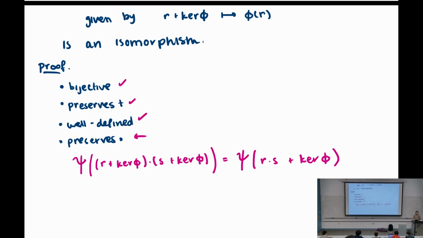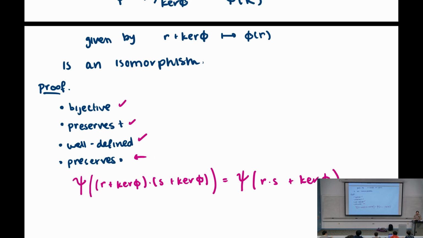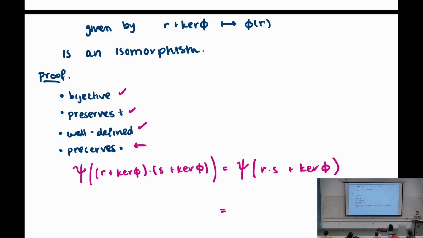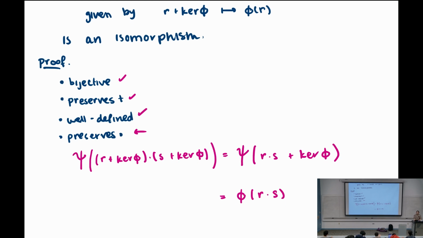Okay, so now I know how to apply psi to a single element of R mod kernel phi. So the definition was given here. So this becomes phi of R times S. We know that phi preserves the operations, so this is phi of R times phi of S.